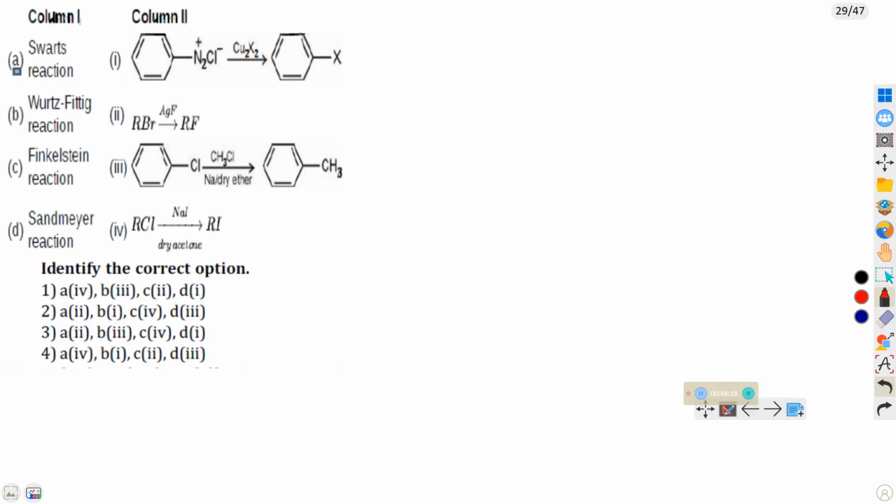Match the following. Swarts reaction product is alkyl fluoride, A2. Wurtz-Fittig reaction: alkyl halide reacts with aryl halide, B3. Finkelstein reaction, C4. A2, B3, C4. Only one option, third option.